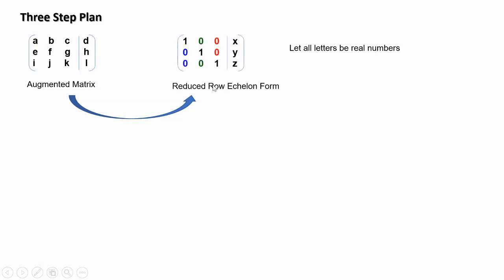Okay, this is my augmented matrix, right? I'm going to let all letters be real numbers. So this is the reduced row echelon form. It should be something like this after it's done, right? You see all the ones. All the diagonals are ones, and the rest are zeros. So the values here will be the values for x, y, and z.